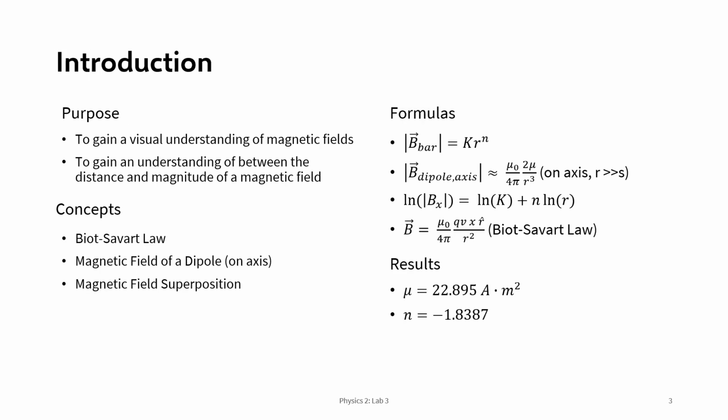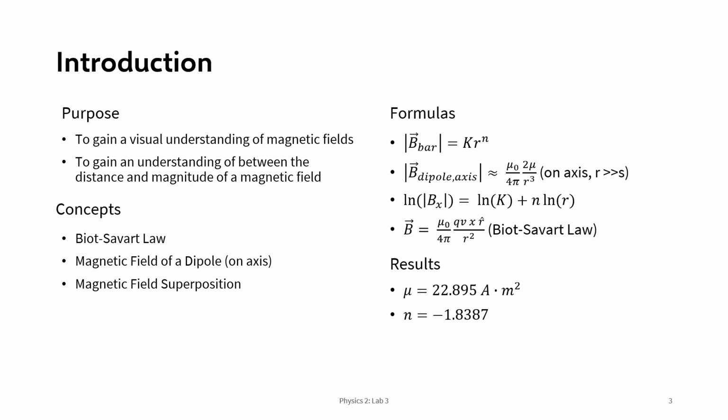So, just to introduce this lab, what is the purpose? The purpose is to gain a visual understanding of magnetic fields and to gain understanding of the relationship between the distance and magnitude of a magnetic field. Some of the concepts: the Biot-Savart law, we're going to use the magnetic field of a dipole on axis and then magnetic field superposition, all three that we're going to use. Some of the formulas: we have the magnetic field equation, the magnetic field of a dipole on axis equation, natural log of a magnetic field, and the Biot-Savart law as well.